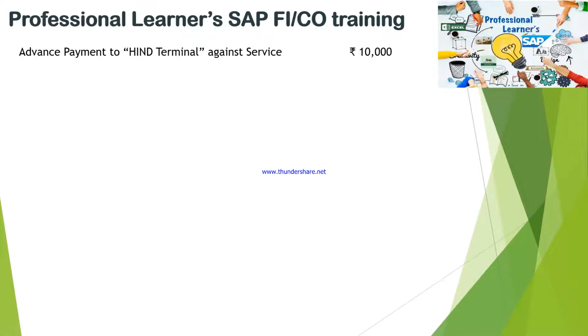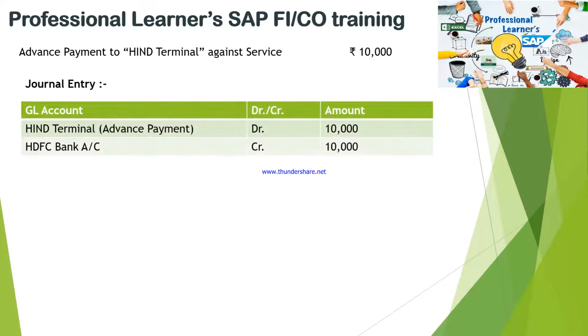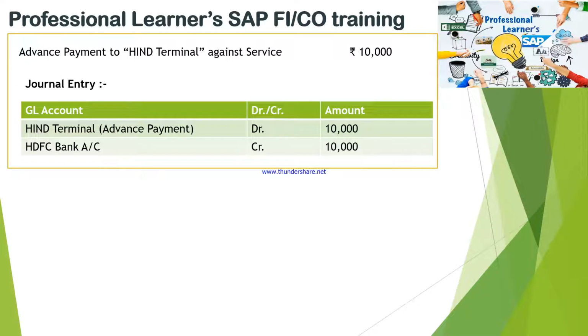Advance payment to internal against services. So I'm just making a business transaction, which is for 10,000 rupees. Okay, and that is the advance payment accounting entry which we will post. Internal advance payment GL would be debited with 10,000 and HDFC bank account would be credited with 10,000 rupees. So this would be the accounting entry which we will pass for advance payment.